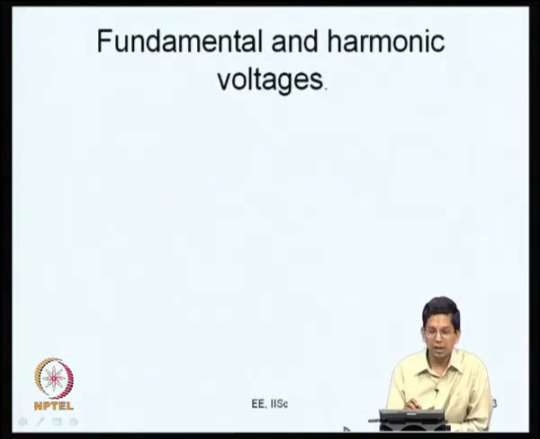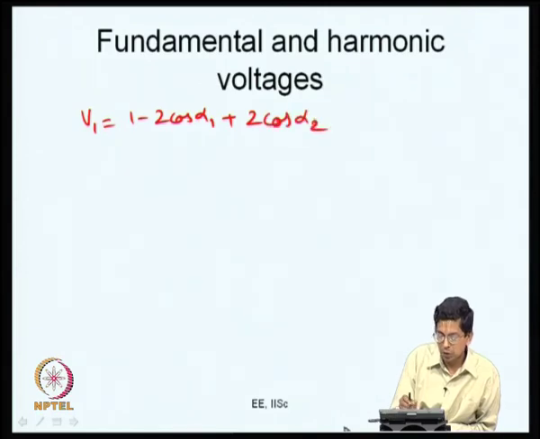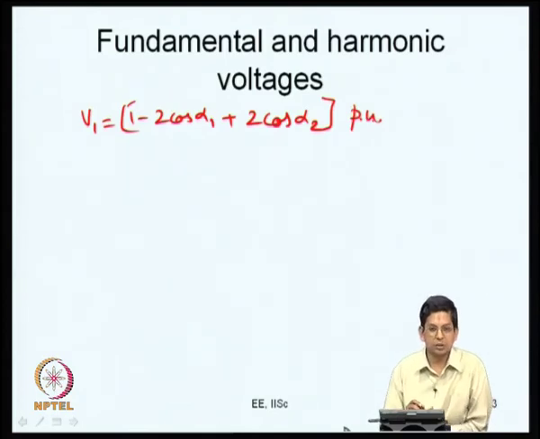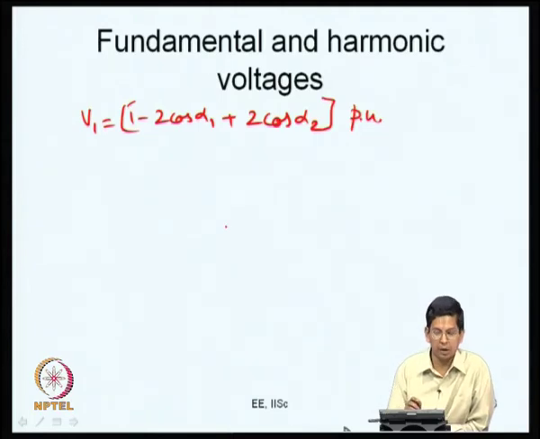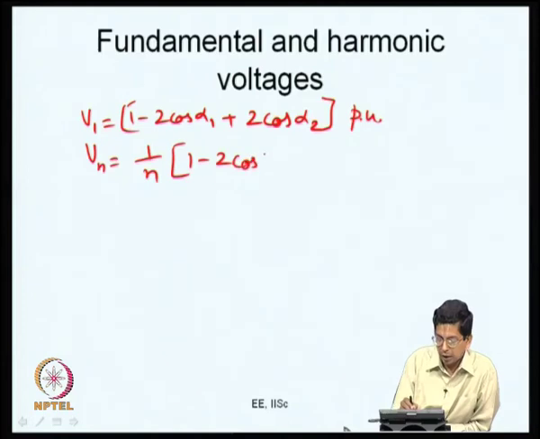So, as I have already said, the fundamental and the harmonic voltages, we have them as V 1 is equal to 1 minus 2 cos alpha 1 plus 2 cos alpha 2 in per unit terms. So, you can just plot this by varying alpha 1, varying alpha 2, and there are many things that you can plot here. And V n is 1 by n times, I am just repeating it, but I think it is all right.